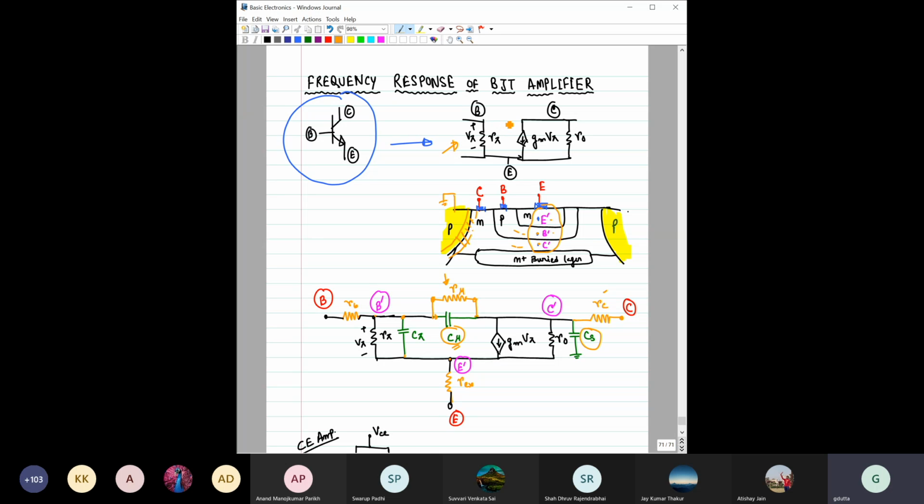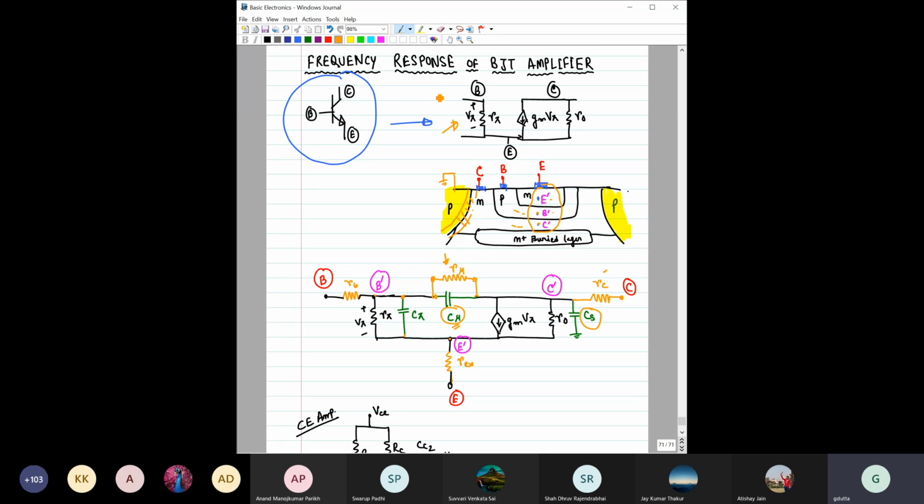Okay. So in our previous analysis, we assumed that all these internal capacitances are not there, meaning we have not considered them. But when we incorporate frequency response, then we should consider the effect of these internal capacitances associated with the transistors. So you have seen there are three internal capacitances: C mu, CS, and C pi. Okay. Is this part clear to you?